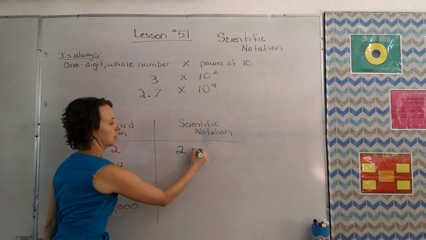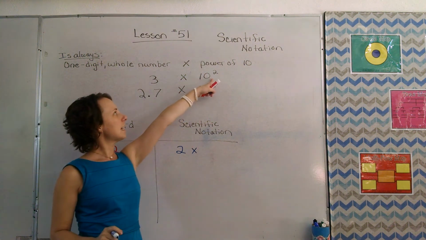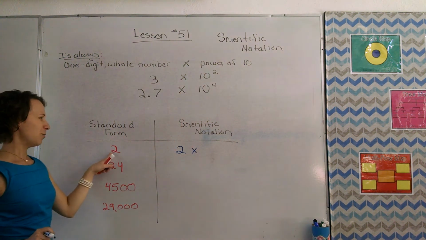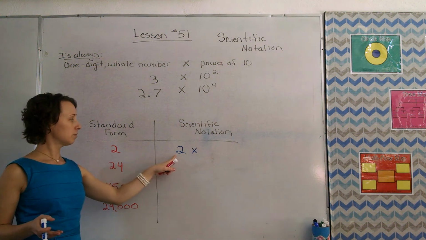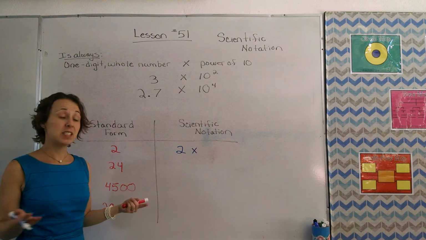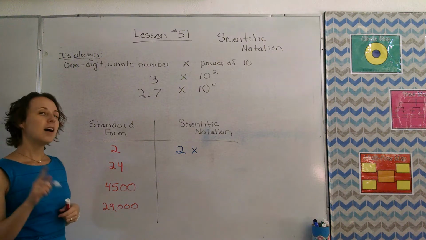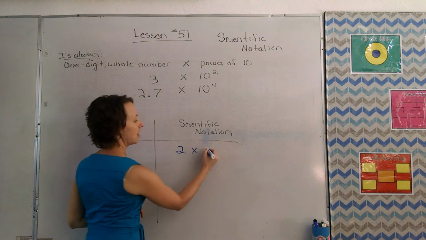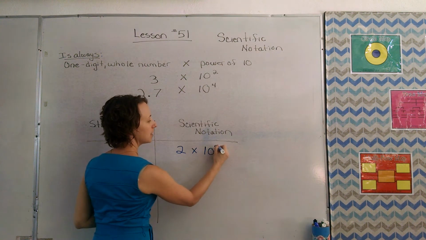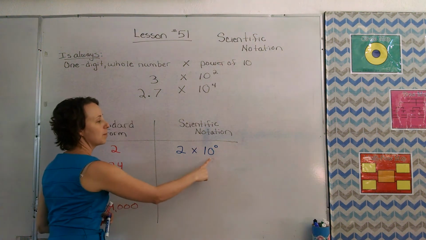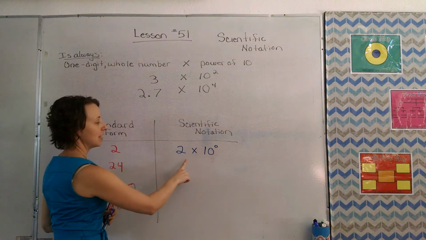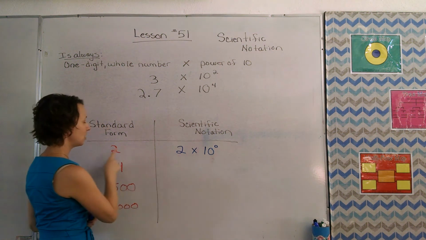Times 10 to the something. Well, 2 really just is 2 times 1, and 1 would still be 2. I know how to write 1 as a power of 10. Any number to the 0 power is equal to 1. So 2 times 10 to the 0 means 2 times 1, which is the same as 2.